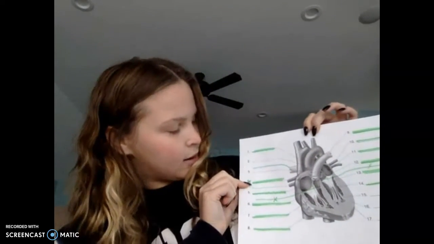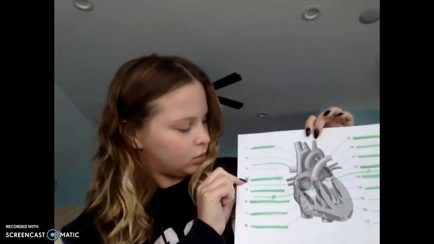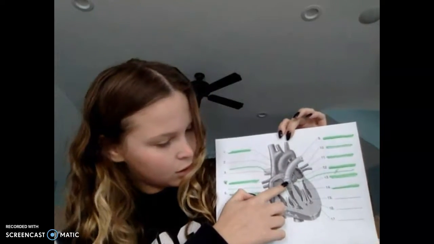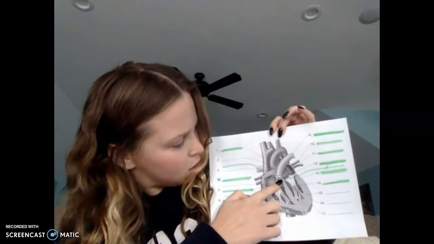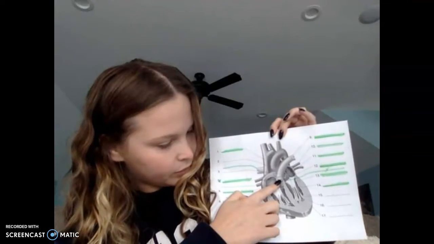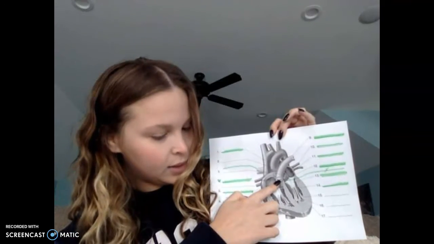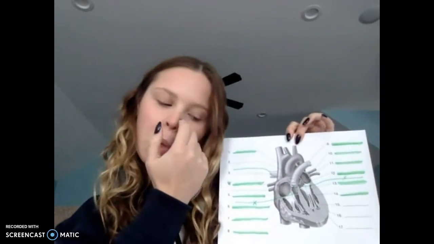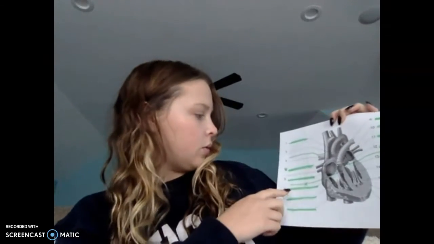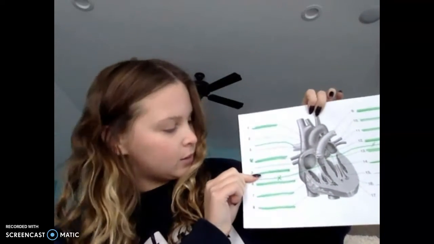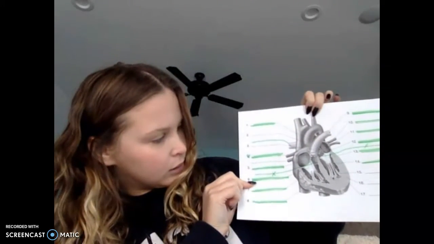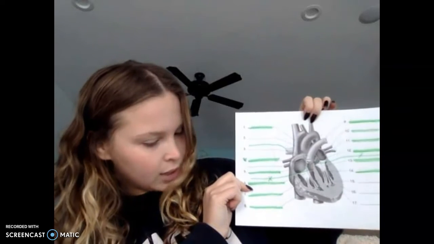Alrighty, we're going to go down to this, like number 4, and that would be the pulmonary semilunar valve. Alrighty, I'm going to go down to this one, and that is the right atrium. Down to 6, we have the tricuspid valve.